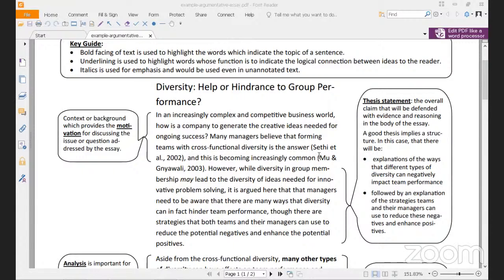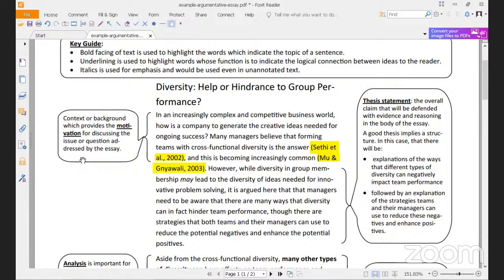This is the citation, Joe. You don't need to read it, but like this one, this part, and this is the citation, okay? Just be careful to be able to identify it, because it's in parentheses.